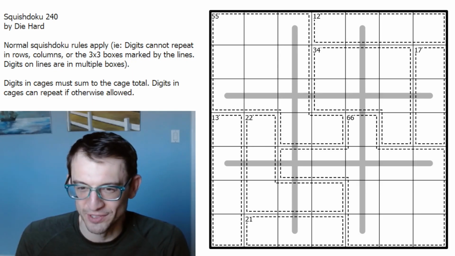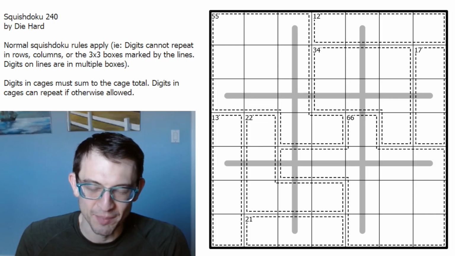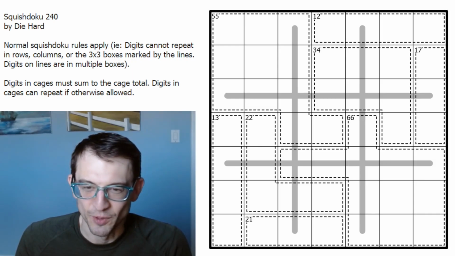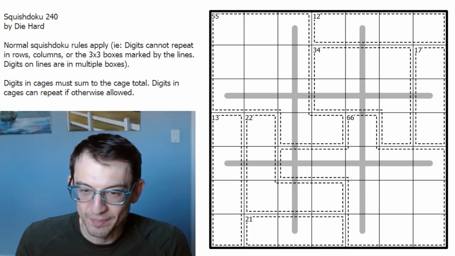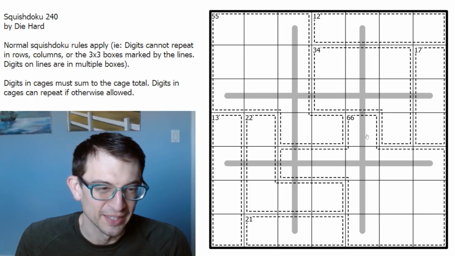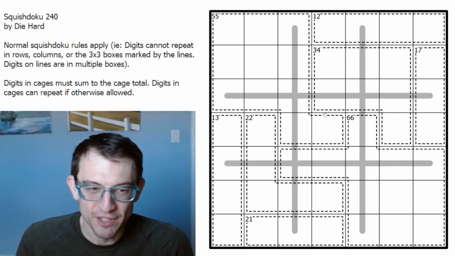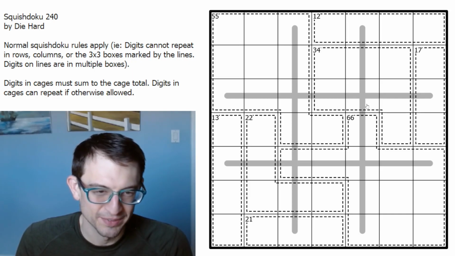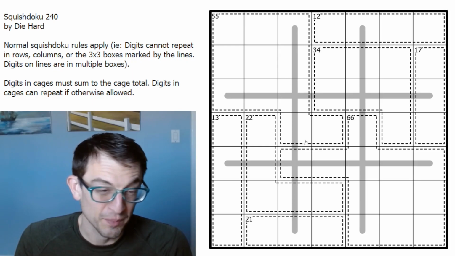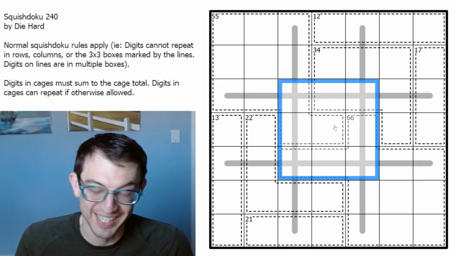I think this puzzle in particular really forces you to understand the geometry of a squishdoku puzzle and understand what's going on with it. So let's get into the actual method here. In order to do this puzzle, like I said, you really have to understand the basic framework of how squishdoku works. And at least for me, the way I think about that is to think about this central box. So first, I guess I should explain the rules.